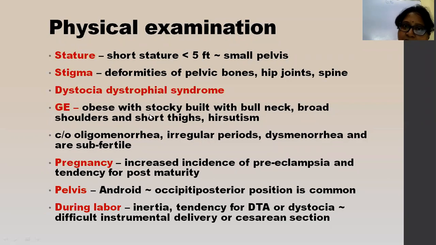of dystocia dystrophica syndrome. Now, how does the pregnancy take place in a woman with contracted pelvis? There is increased incidence of preeclampsia and tendency for post-maturity, and the pelvis is usually android type, with occipito-posterior position being more common in these cases. And during labor, there is inertia, tendency either for deep transverse arrest or dystocia of the labor, with difficult instrumental delivery, or she might go for cesarean. So all these features comprise dystocia dystrophica syndrome.